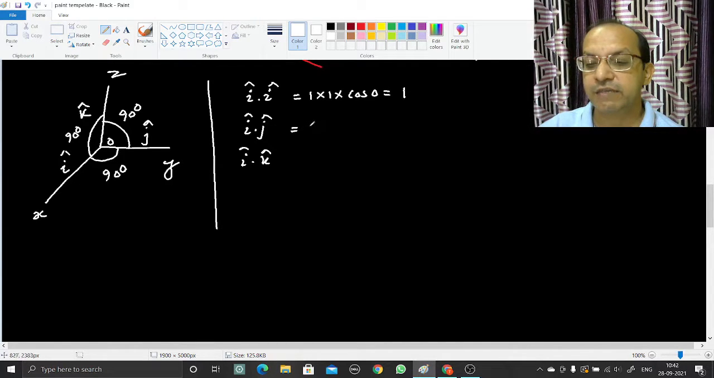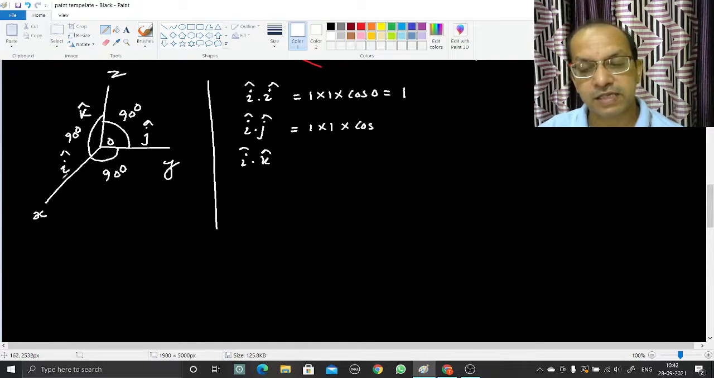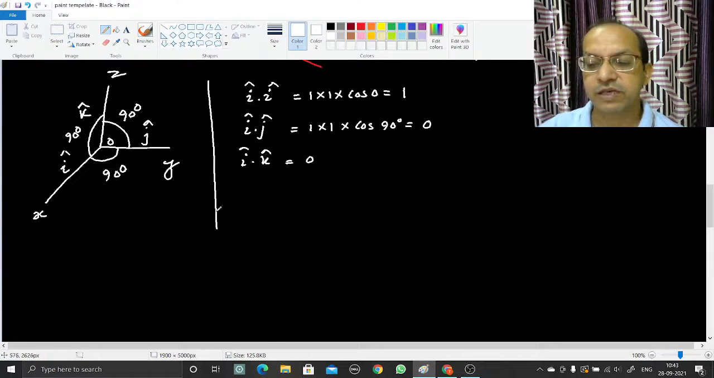i dot j: the magnitude is 1, the magnitude of the other vector j is 1, and the cos. The vector i is drawn along the x-axis, vector j is drawn along the y-axis. The angle between the x and y-axis is 90 degrees, so it will be cos 90 degrees, equal to 0. Similarly, i dot k will also be 0.